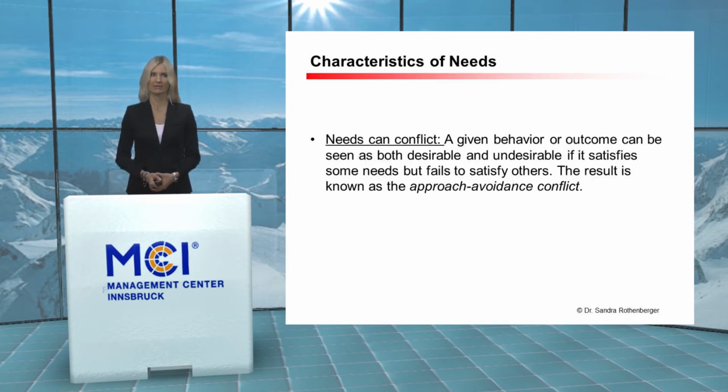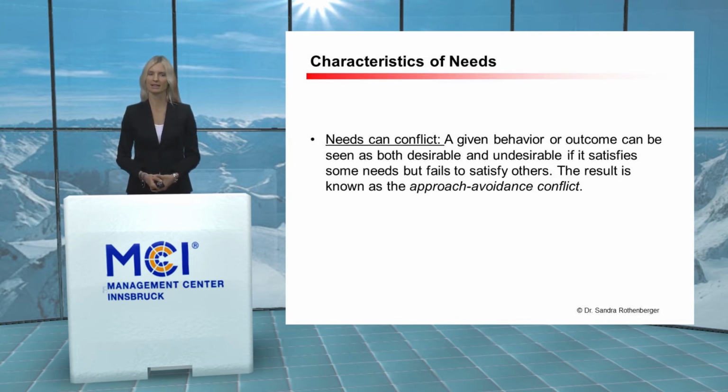A given behavior or outcome can be seen as both desirable and undesirable if it satisfies some needs but fails to satisfy others. The result is known as the approach-avoidance conflict. The example would be a teenager who may be faced with smoking cigarettes.